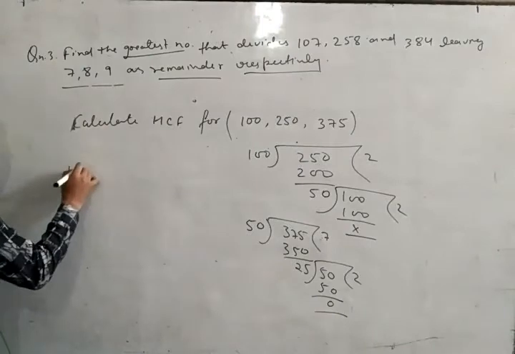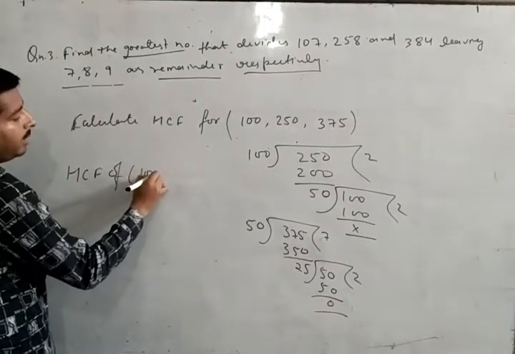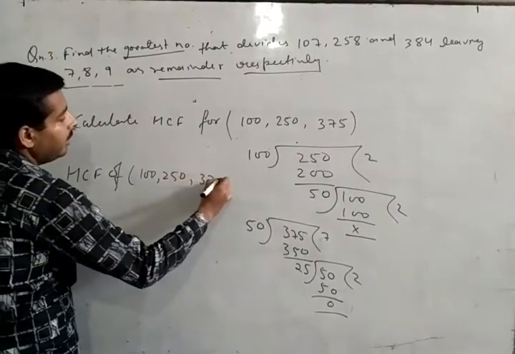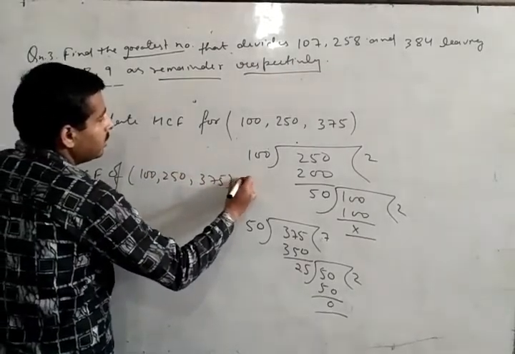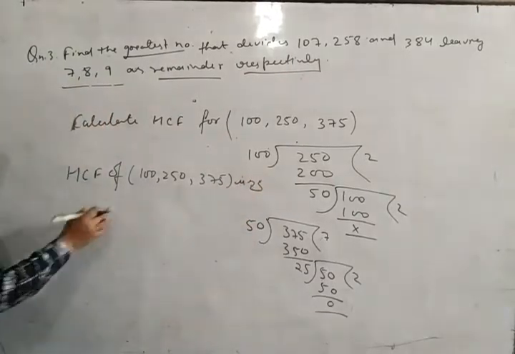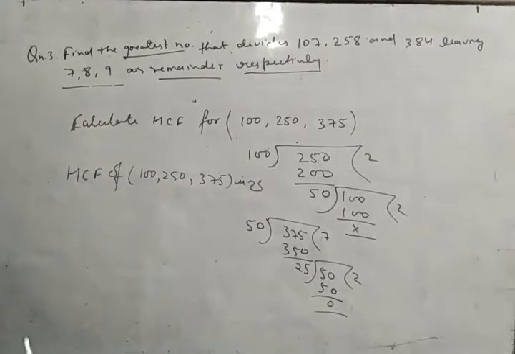Means HCF of 100, 250 and 375 is 25. 25 is the HCF of 100, 250 and 375.